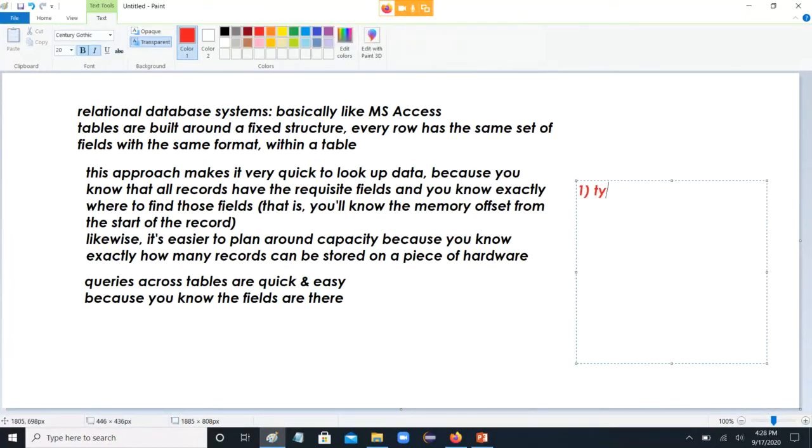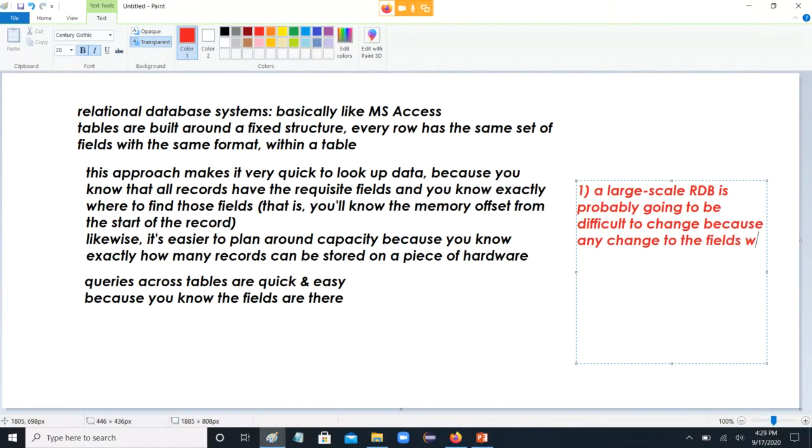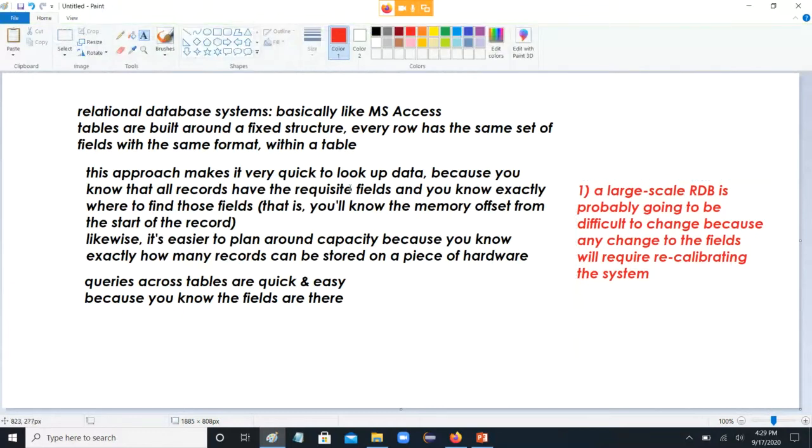Number one, a large-scale relational database is probably going to be difficult to change, right? Because any change to the fields will require recalibrating the system, right? So for example, you might say, I'd like to make one field larger, but in order to do that, that's going to mean that you have a whole bunch of records that expand in size, and you might need some extra hardware to manage all that. Okay, so recalibrating the system like that is going to be a serious thing.